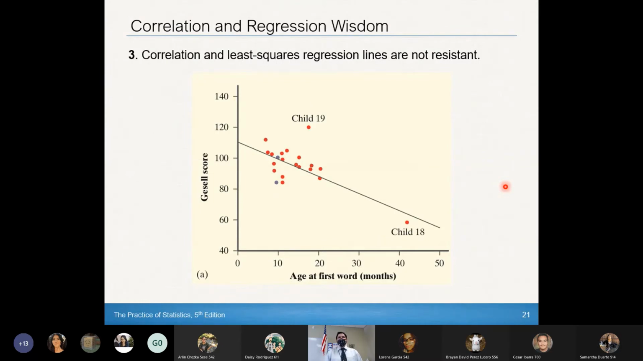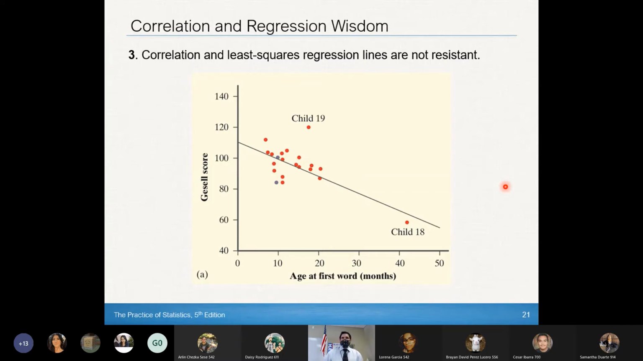And then number 3 here, correlation and least squares regression lines are not resistant, meaning they're not resistant to outliers. Right? We already learned in 3.1 that correlation, R, is not resistant to outliers, mainly because it uses mean and standard deviation to be calculated, and mean and standard deviation are not resistant to outliers. Right? One unusual point in a scatter plot can greatly change the value of R. The least squares regression line is also not resistant, and the graph shows how outliers can change the line.